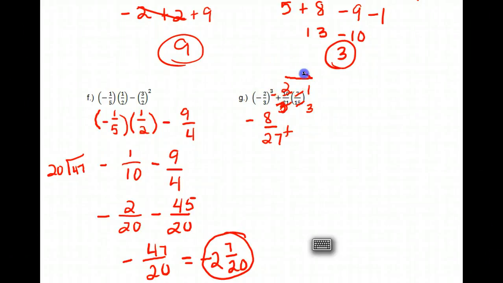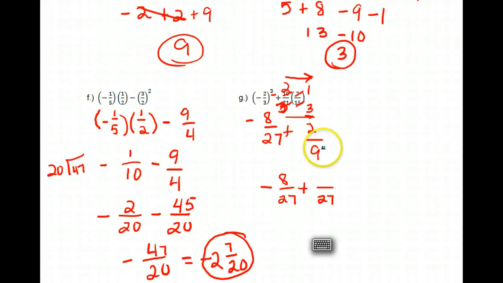Now you're ready to straight multiply. So 2 times 1 makes 2, and 3 times 3 makes 9. We can now add our fractions, but before we can add our fractions, we need a common denominator. In this situation, it's real nice because 9 happens to go into 27, so I can keep the fraction of 8/27ths, and I only have to change one of my fractions. How did I get from 9 to 27? We multiplied by 3, so 2 times 3 makes 6.